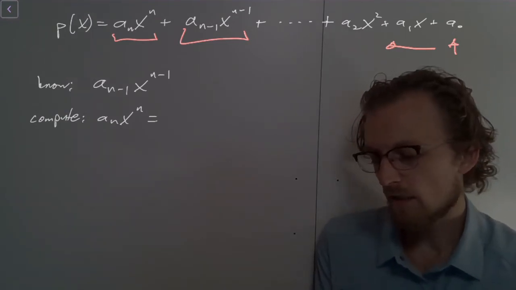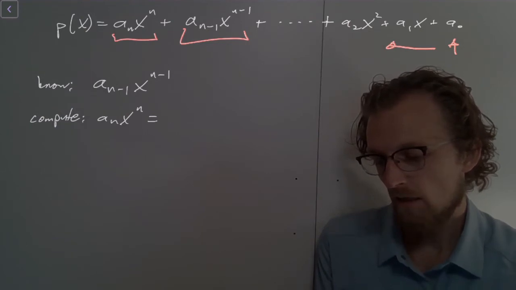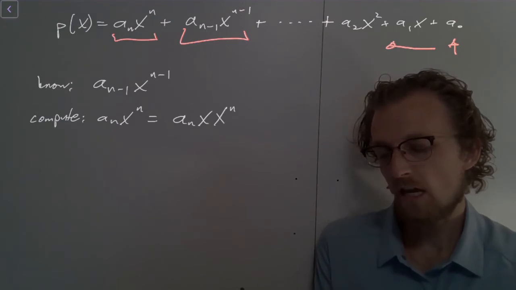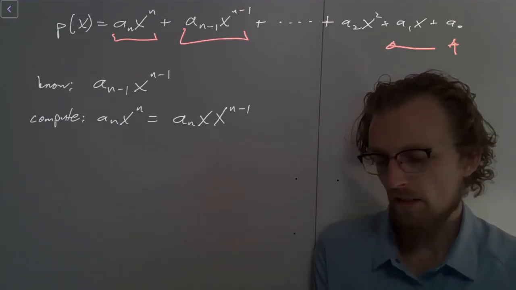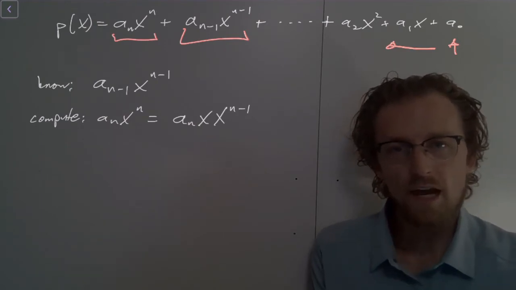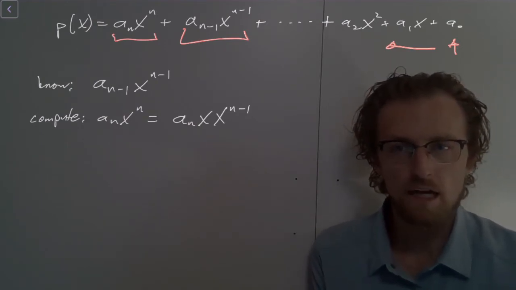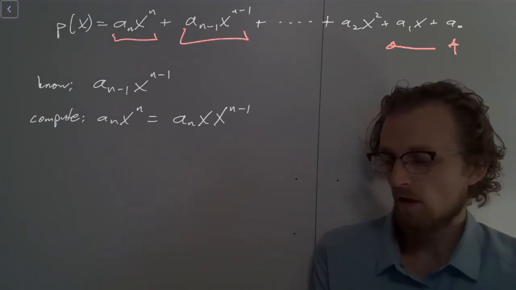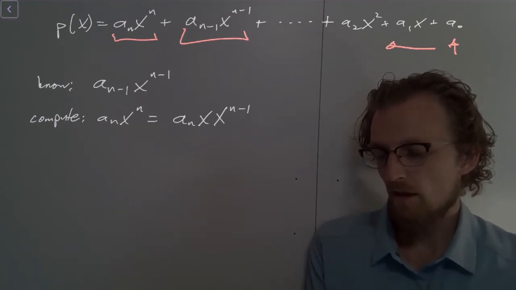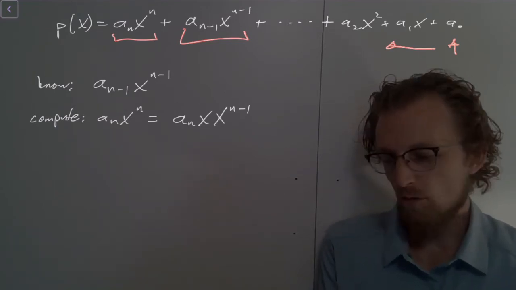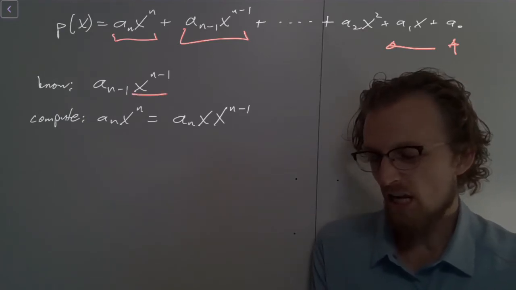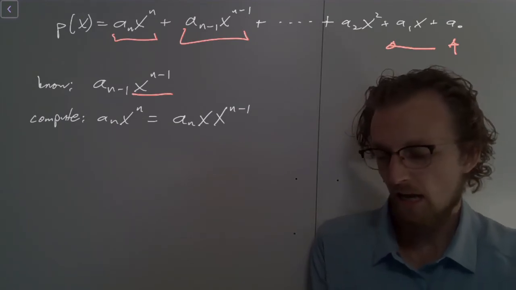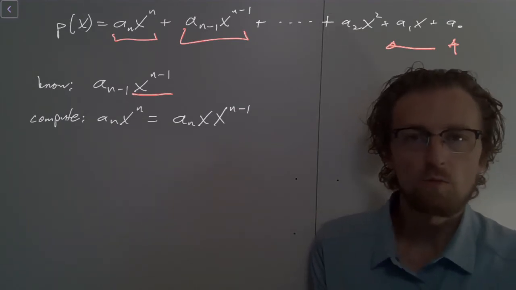Well, I can just as easily write this a_n times x times x to the n minus 1. If I take x times x to the n minus 1, that just gives me x to the n, right? This is just an equality here. This is just the definition of exponentiation. And notice that once you see this, you say, shoot, I should have saved the value of x to the n minus 1 that I computed last time. And then to get x to the n, all I have to do is multiply on one more x.